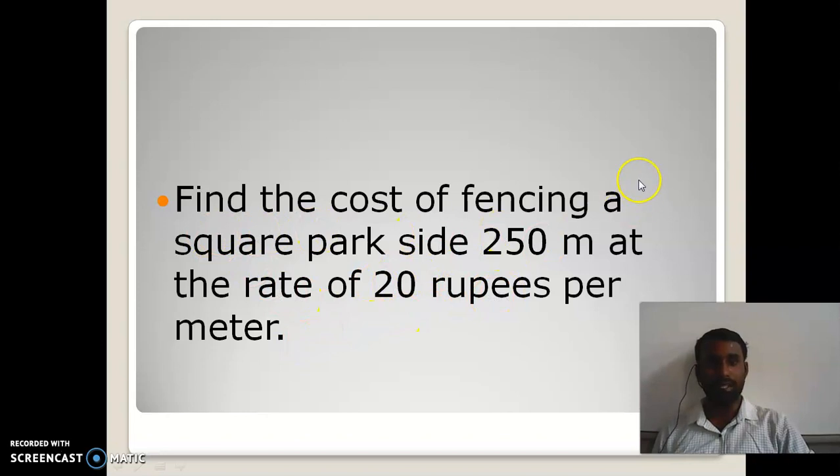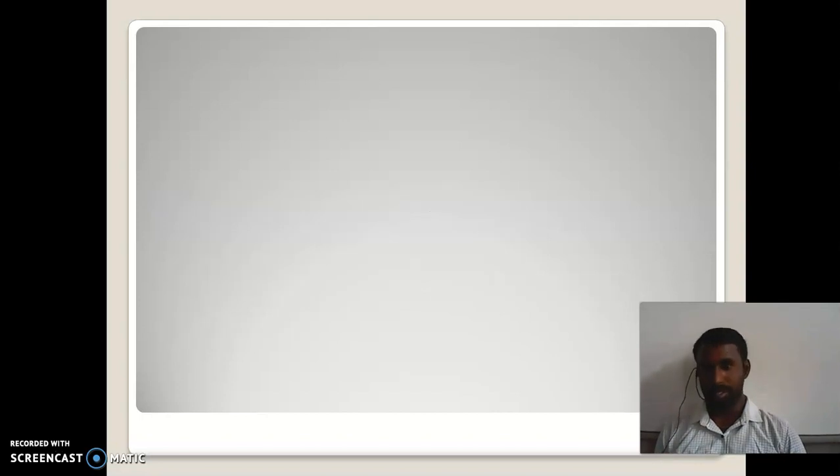So cost of fencing. Whenever there is the keyword fencing in the problem, what do we have to use? Perimeter or area? Perimeter. Okay, so the perimeter is what we have to use. Okay, so the solution is here.